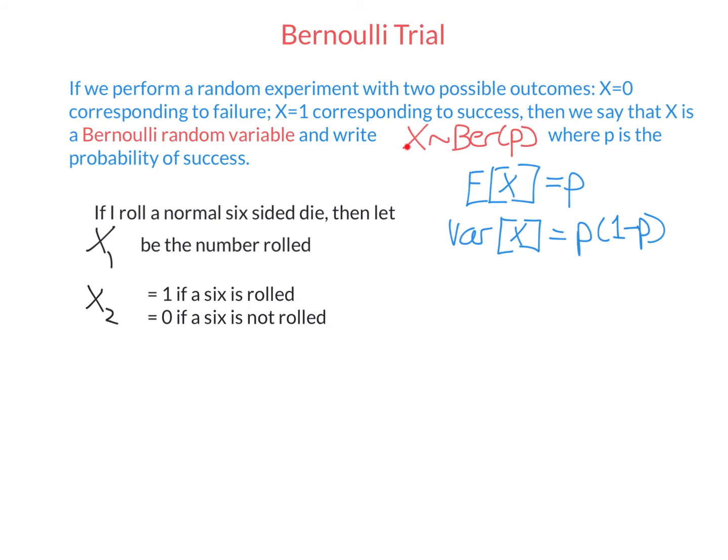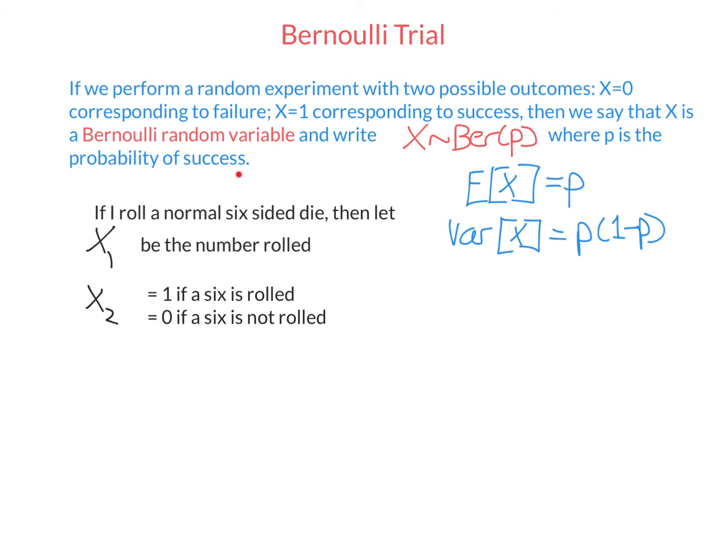So we're going to start with a random variable X. If X is the result of an experiment, and X can take 2 possible values, 0 corresponding to failure, 1 corresponding to success, then we say X is a Bernoulli random variable and write it like this. p is just the probability of success. So that might not make a lot of sense.